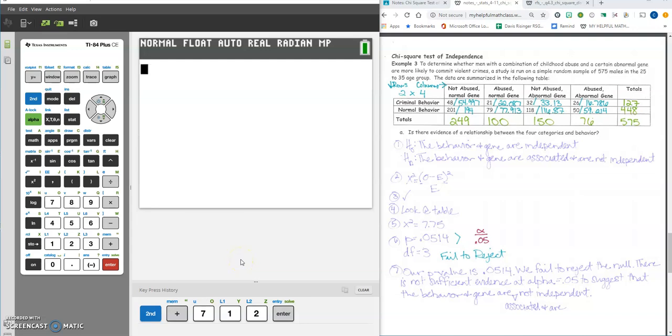All right, guys, this is Miss Reisinger here, and I am going to walk you through how to do a chi-square test of independence. I'm going to use our notes, which is example number 3 from this week, and we're going to walk through the steps, and you can see me use the calculator at the same time to run the chi-square test of independence.